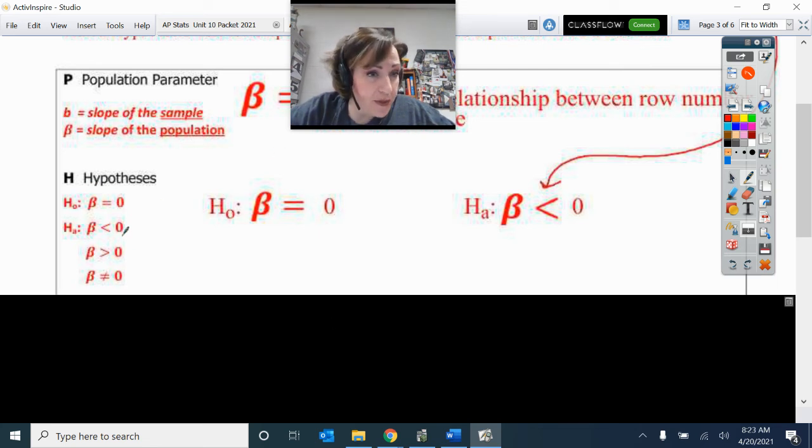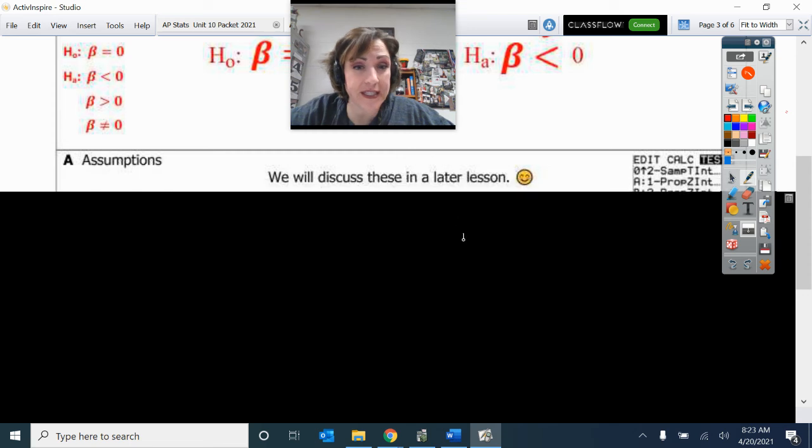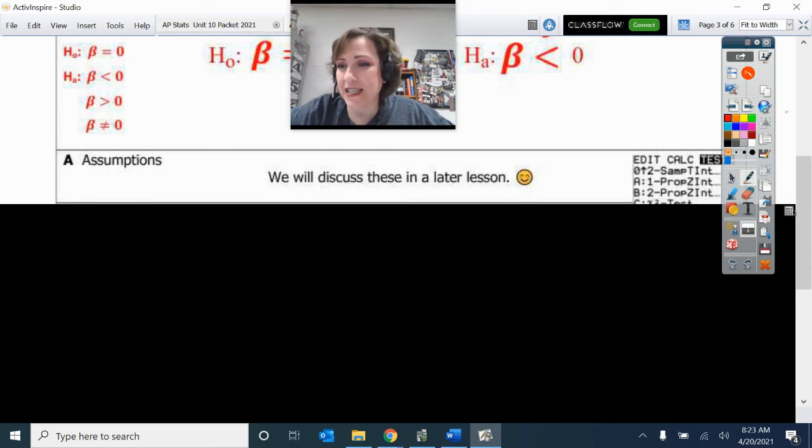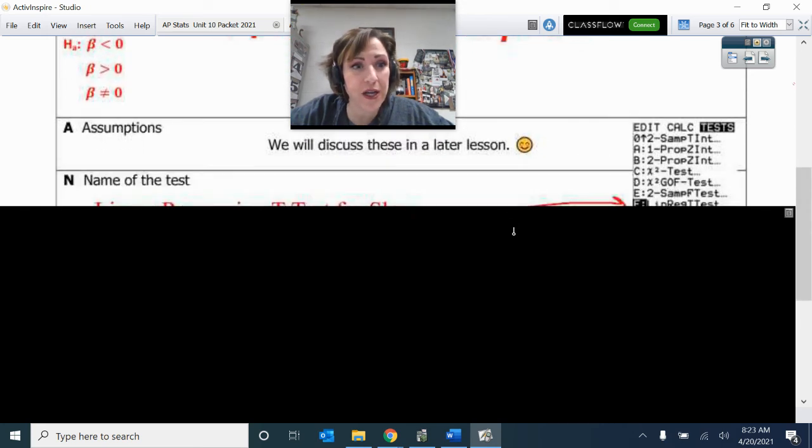And then here's your options. Remember, HA, you've got these different options here. Well, they wondered about a negative slope. So therefore, I did beta for the alternative. Beta is less than 0 because we were wondering about a negative slope. Alrighty then. Assumptions, not going to do it until later. So that's nice. All right, so let's go.